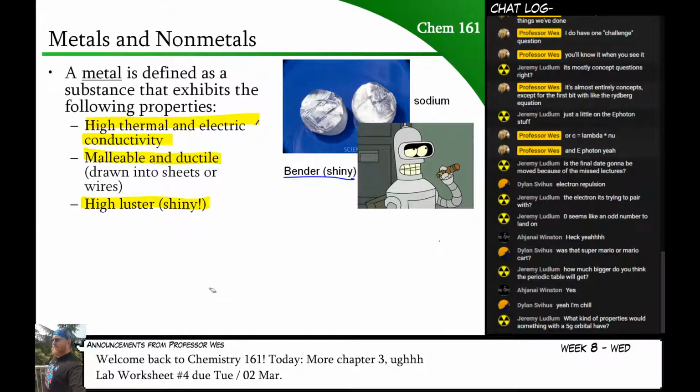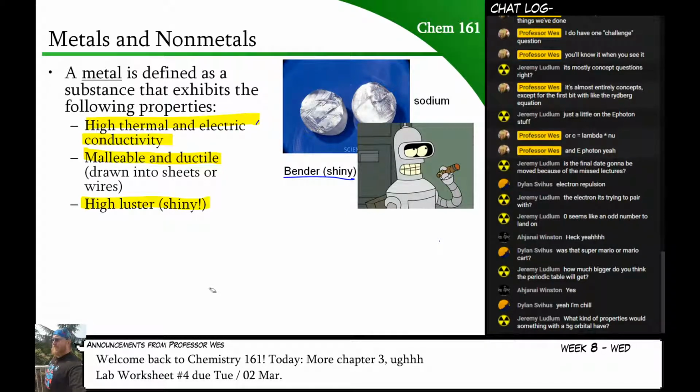Oh, it just popped up. What kinds of properties would something of the 5G orbital have? Now, I think I'm specially qualified to answer this question because I've dealt with F orbitals, and elements with F orbitals do almost nothing. Well, specifically, the F orbitals don't do anything.